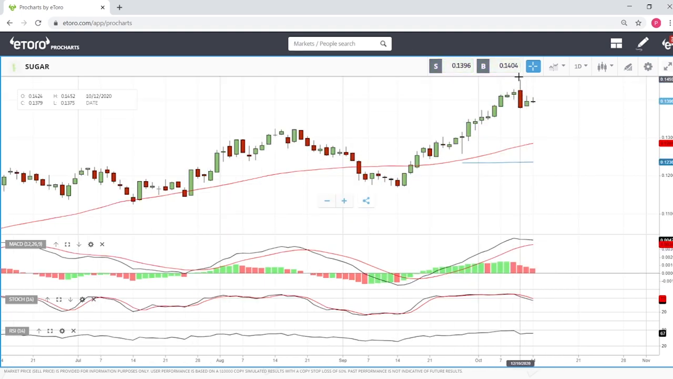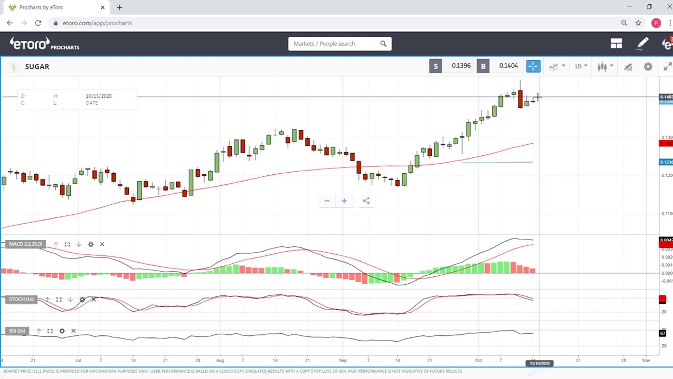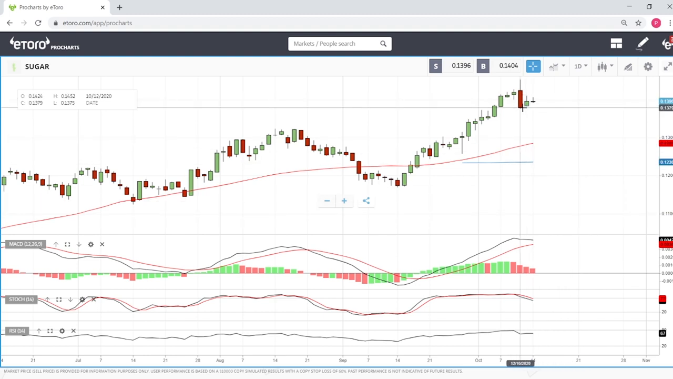So sugar broke down quite significantly yesterday. This was on Monday. We rallied a little bit yesterday, and today we tried to rally and then broke down again. I do believe that we are going further down. We can just see that the MACD is about to cross the signal line. When that happens, we are going further down.